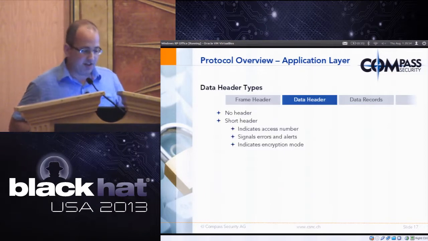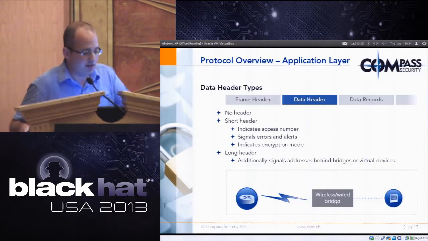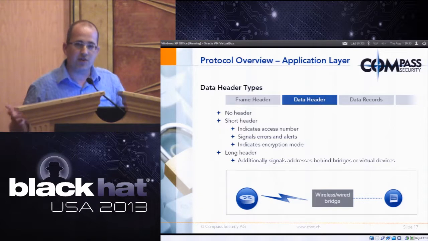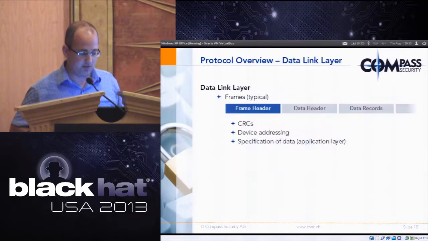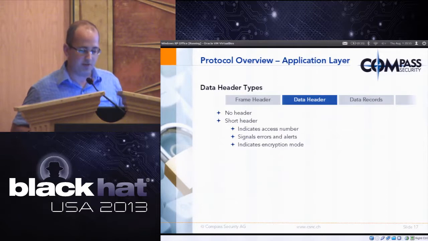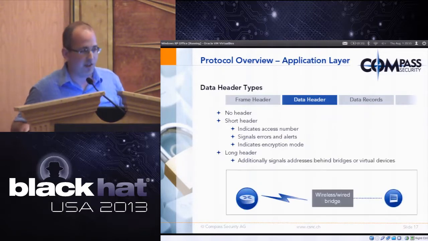Let's go to the next part of the protocol. We have the data headers. There are different headers, 3 actually. There's no header, or a short header which indicates access numbers. Access numbers are used to tell different packets apart. So I send the first message, it has access number 0, the second message has access number 1, and so on. It's also used to detect replayed packets. The data header also indicates encryption. So I told you there's the extended link layer over here. That part could provide encryption, or we have encryption on the application layer, which is signaled within the data header.